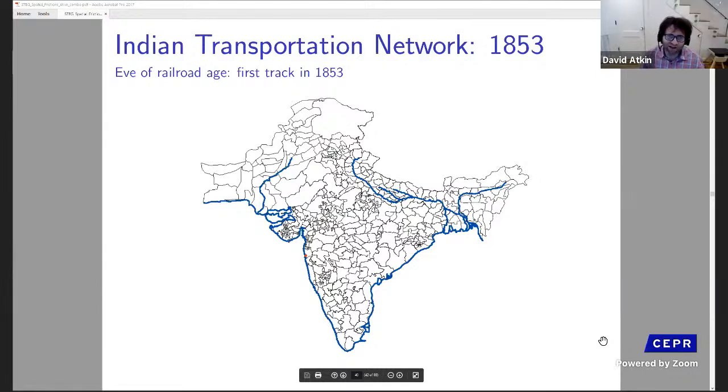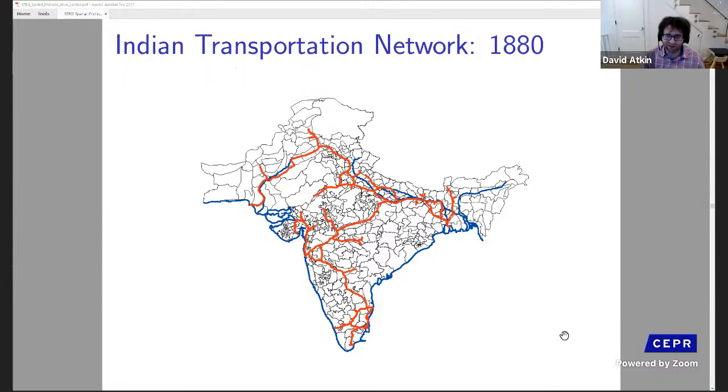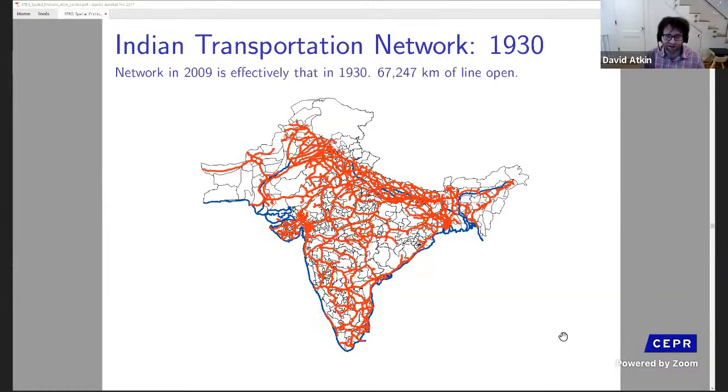Okay, so here's kind of the transportation network in 1853 in India. You can see there's a tiny railway line in Bombay, and very rapidly the railway line started growing. 1860, 1870, 1880, 1890, 1900, 1910, 1920, 1930. By that point in time, it effectively looks like it does today. There hasn't been that much investment since then, and it now covers most of India.